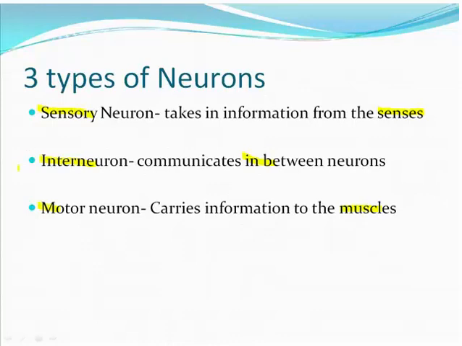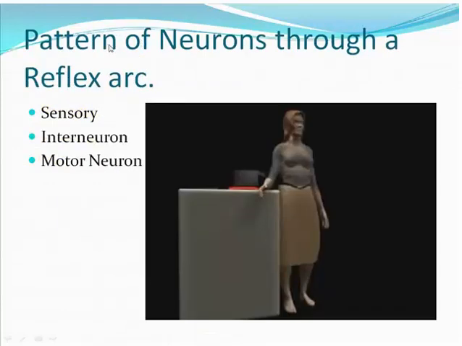But now what I'm going to do is show you how the neurons work with a reflex arc. So the pattern of neurons through a reflex arc. So first the senses take them in, and then they go to an interneuron, and then they go to a motor neuron. So in a face-to-face class, what I do is I bring somebody up and I find their patellar reflex, their knee reflex. I have them close their eyes, and then I tap their leg, and I say, I want you to scream out when you feel that I tap your leg.